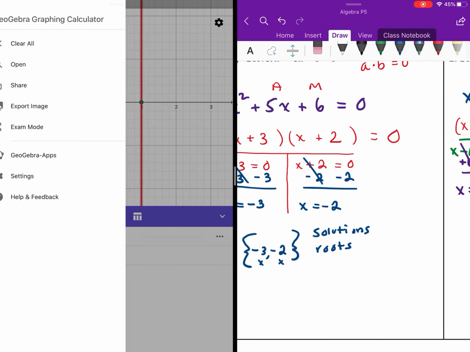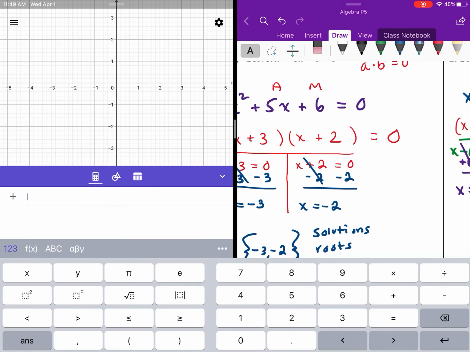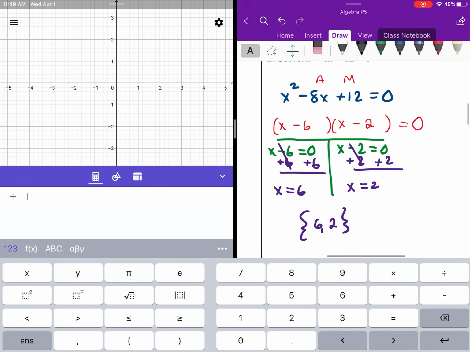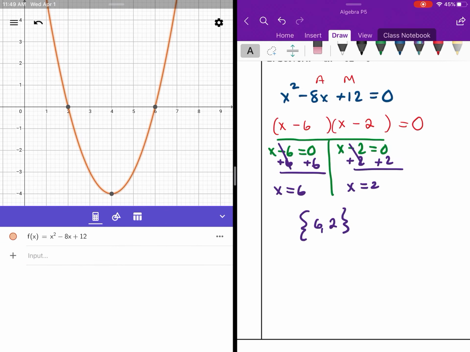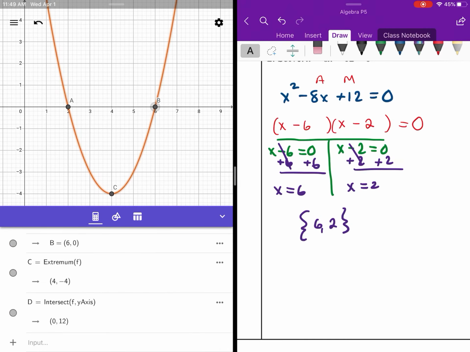Now let me show you, with this one that I just did, how you can check your answer. Go to GeoGebra, type in the equation, which was x squared minus 8x plus 12, and you'll see it graphs the equation. And if you look at the x-intercept where it crosses the x-axis, that one is at 2, and that one is at 6, and that's where we got 6 and 2 from, graphically.